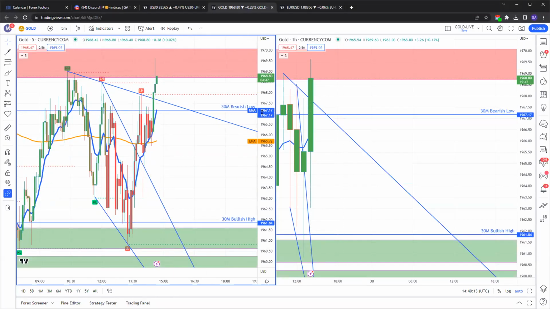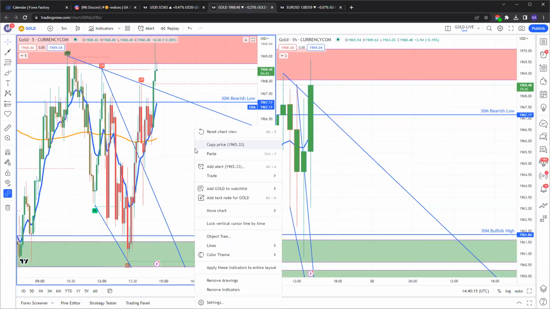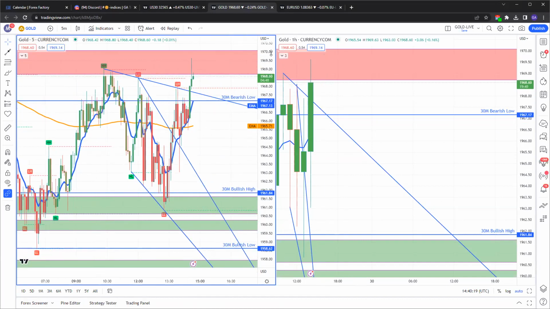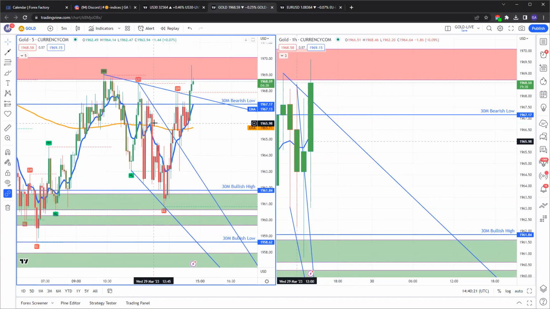Gold has a mind of its own. So remember, based on all that's going on in the financial industry, I am still bullish on gold. And that is why I say do not sell gold here.